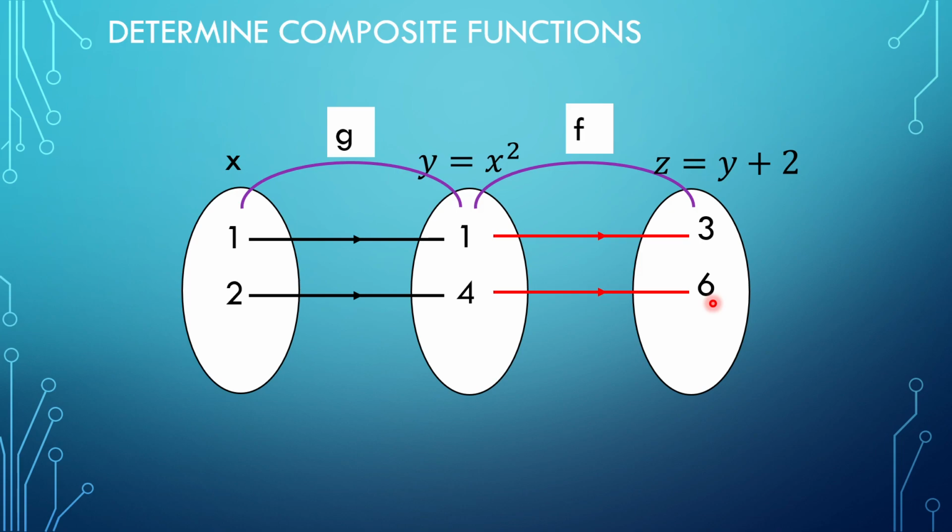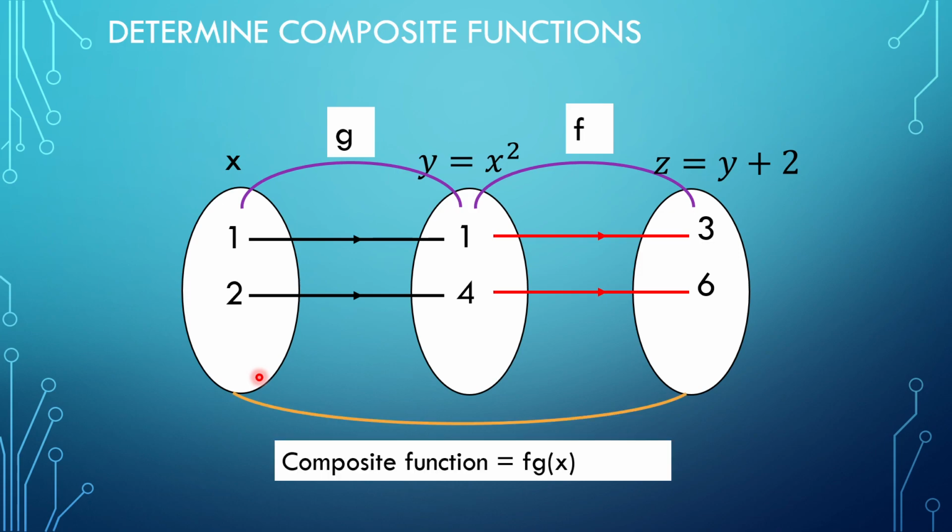Now let's see. Now we are doing g followed by f. When we combine these two, it is known as a composite function. We can straight away move from x to z rather than going from x to y, then from y to z. So that is a composite function. From x straight away to z will be the composite function, and it is written as fg(x).